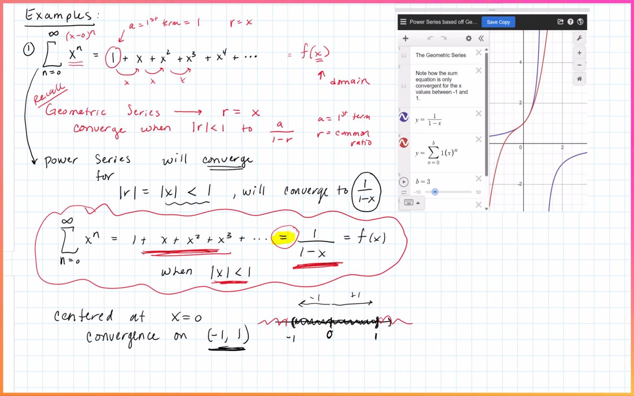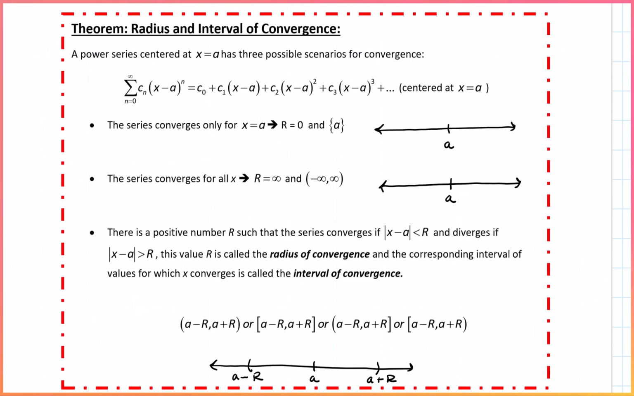I was saying things like radius and interval of convergence, where we are converging. And so let's define those here at the end of this video. Okay, so when we look at a power series, there are 3 possibilities when we talk about its convergence. It could be that the radius of convergence is equal to 0. So when we look at this power series and we determine where it converges, it could be that the radius of convergence equals 0.